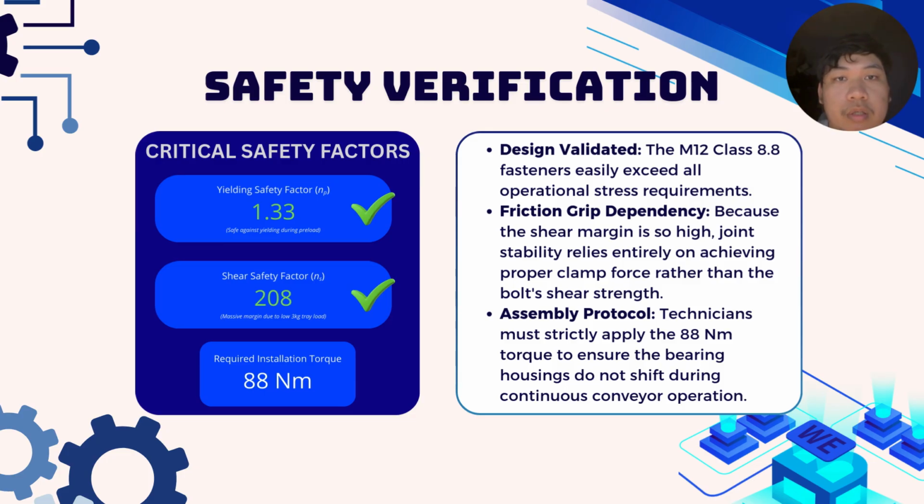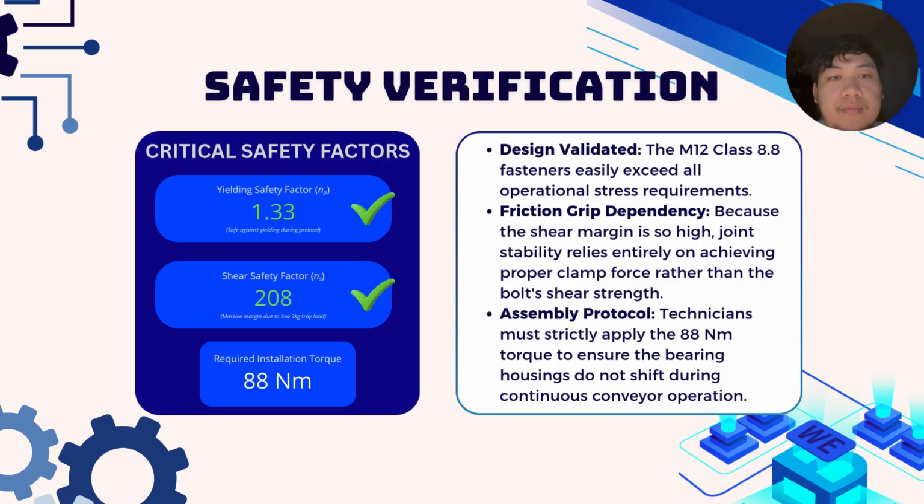Because the forces generated by the 3 kg trays are so minimal compared to the capacity of an industrial M12 bolt, our design is exceptionally safe. The integrity of this joint will rely entirely on the friction grip generated by that 88 Newton meter installation torque. That concludes the fastener design validation.